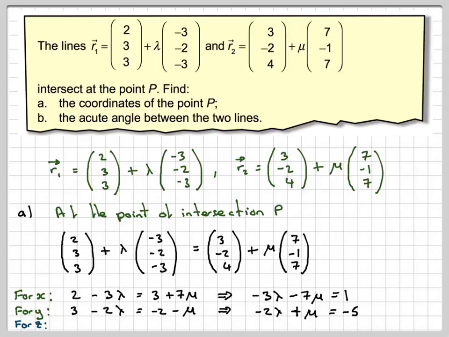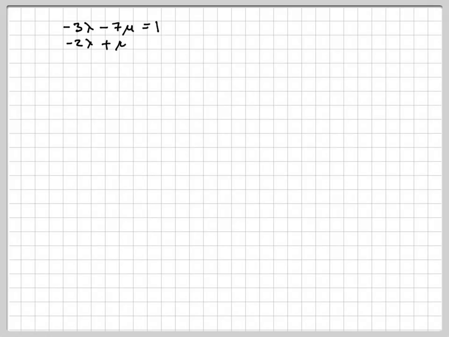Now, we should also write down the z ones at this point. So we've got 3 - 3λ = 4 + 7μ. I've written that in a different colour because we're going to use that for a different reason. So now, working with these two equations and solving them simultaneously, we'll label them 1 and 2.